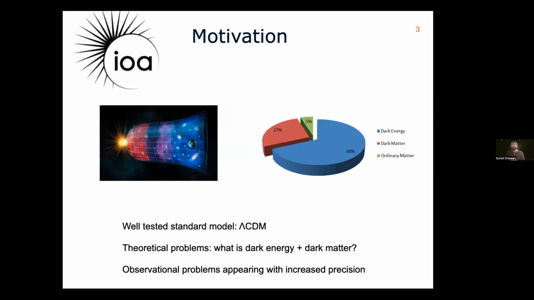Before getting into the details of the measurements of H0, a brief motivation: we have a very well-tested standard model in cosmology. It works extremely well in explaining both data in the early universe as well as the late universe. However, it is a phenomenological model, and there are theoretical problems and gaps, like a physical understanding of the mechanism driving dark energy and what really is cold dark matter. In addition, more recently, with improvements in both statistical and systematic uncertainties, we've seen that there are observational problems that have crept up.